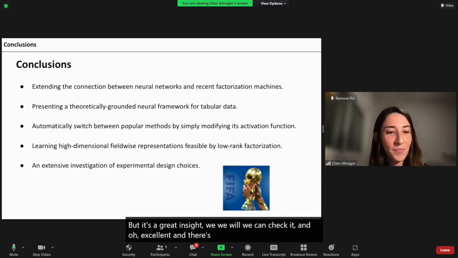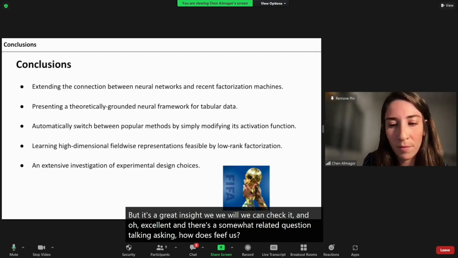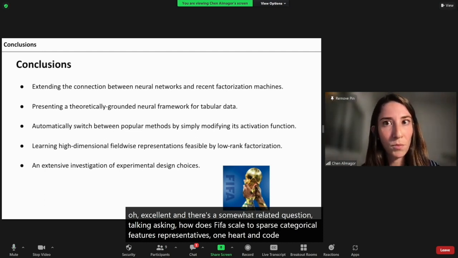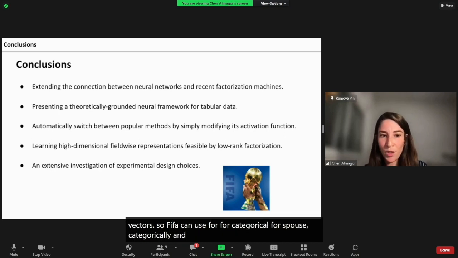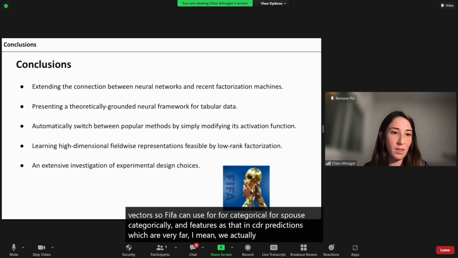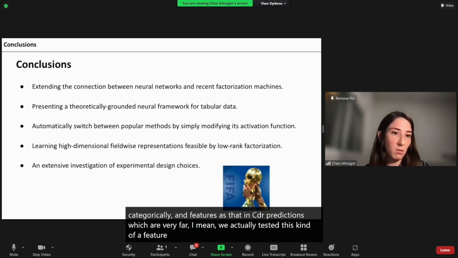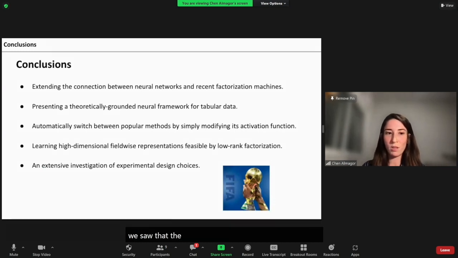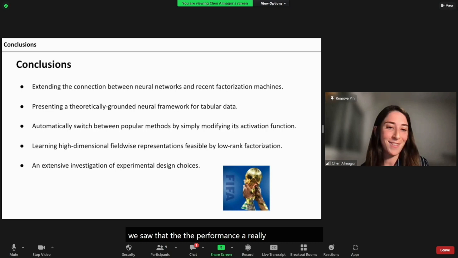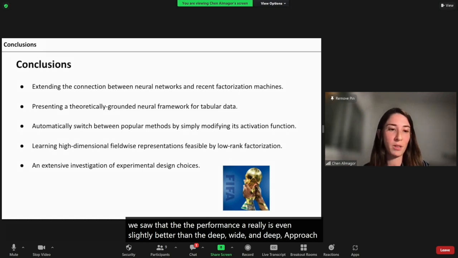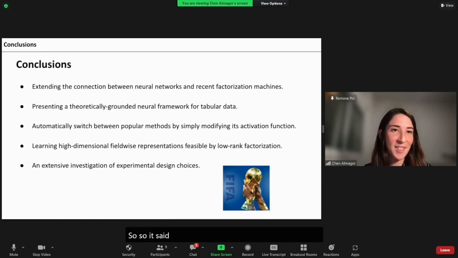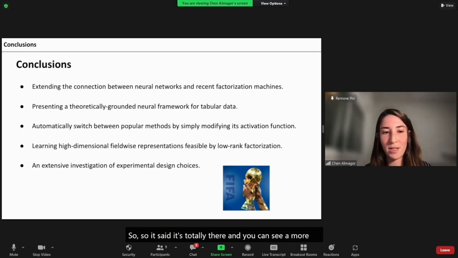How does FIFA scale to sparse categorical features represented as one-hot encoded vectors? So FIFA can be used for sparse categorical features as done in CTR predictions, which are very sparse. We actually tested these kinds of features, and we saw that the performance is even slightly better than the wide and deep approach that we compared against. So it's totally there, and you can see more examples in our paper.